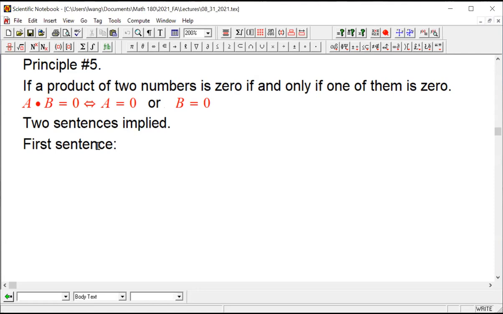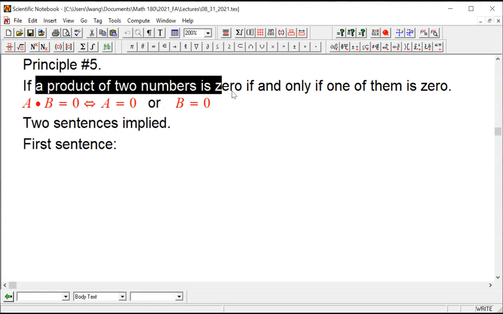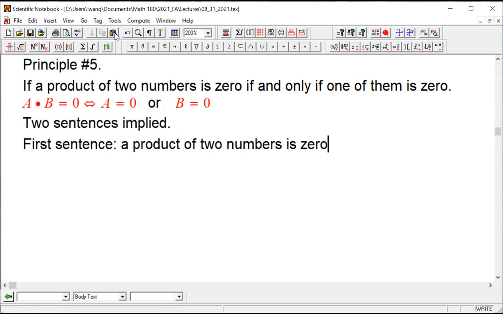You can see in the entire process from the beginning until now, we mainly try to use words, right? Let me see the chat. Okay. First sentence. What does the first sentence say? It says if a product of two numbers is 0, then one of them is 0. That's the first sentence.